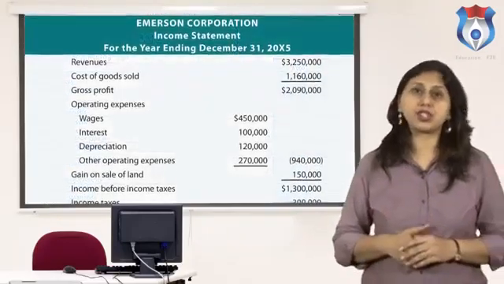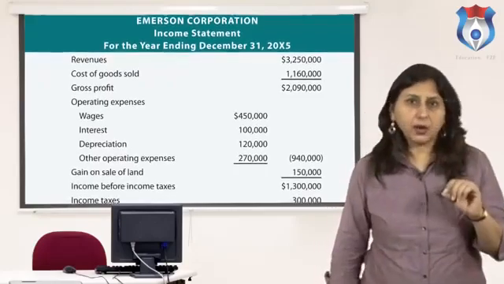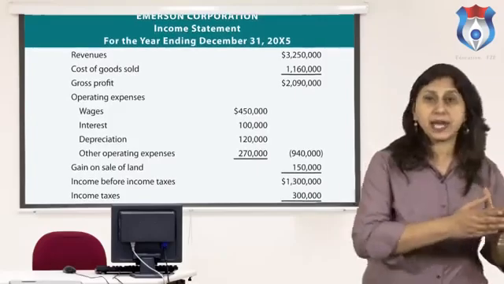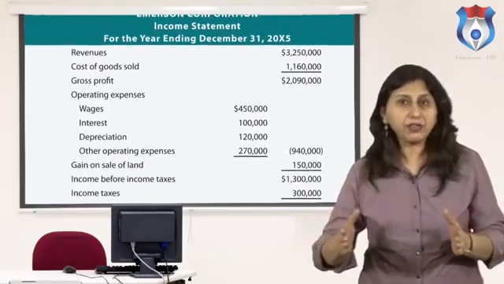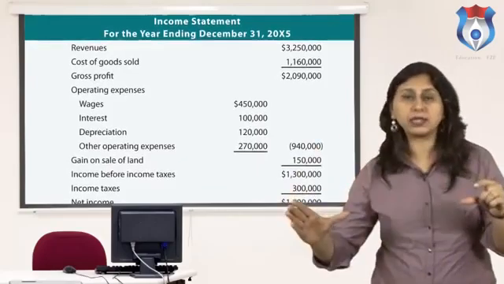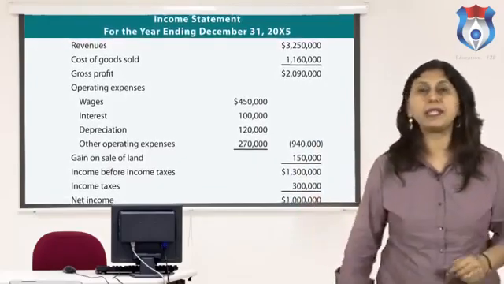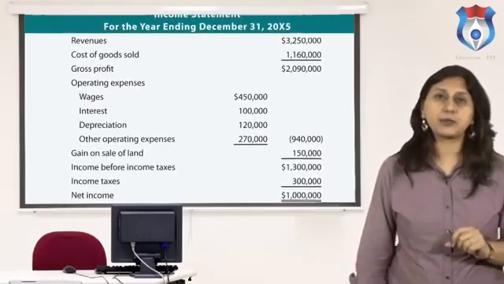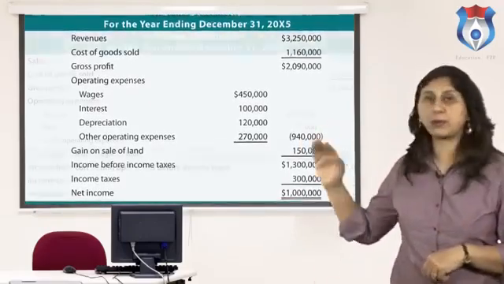Common size balance sheet. A statement where balance sheet items are expressed in the ratio of each asset to total assets, and the ratio of each liability is expressed in the ratio of total liabilities, is called a common size balance sheet. Thus, the common size statement may be prepared in the following way.